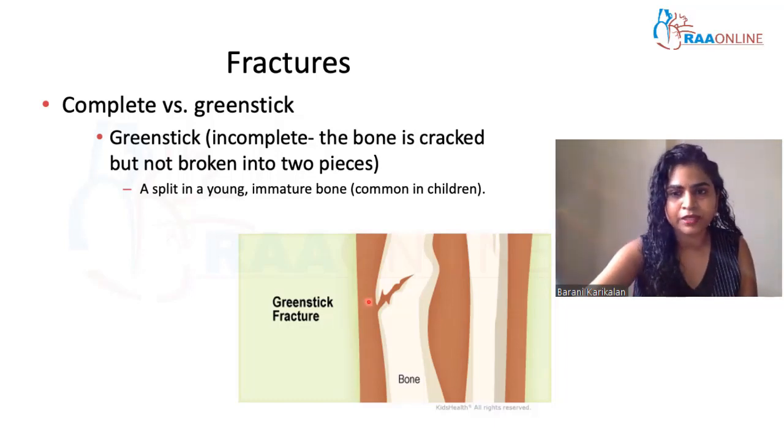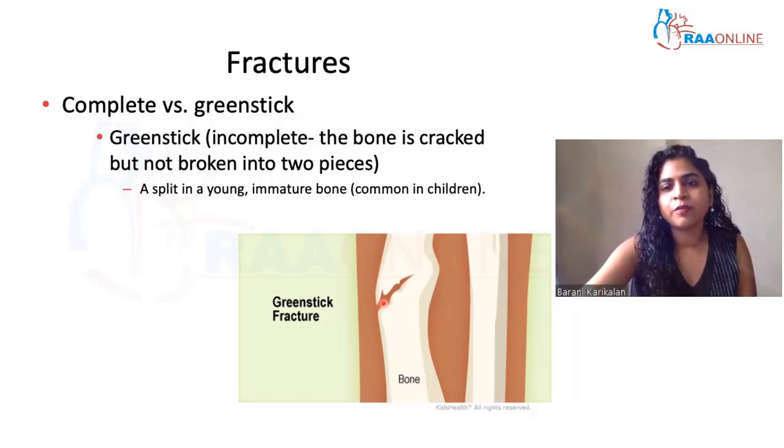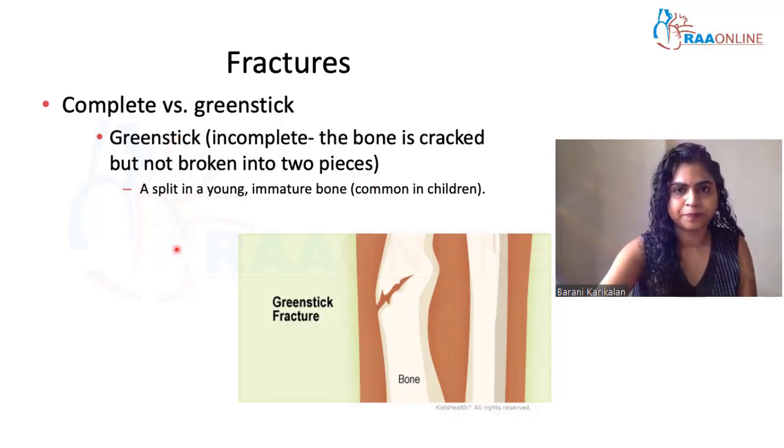Okay, when does this happen? This happens in children. When the bone is still flexible, the bone may not crack through and through. So that is greenstick fracture, common in children.